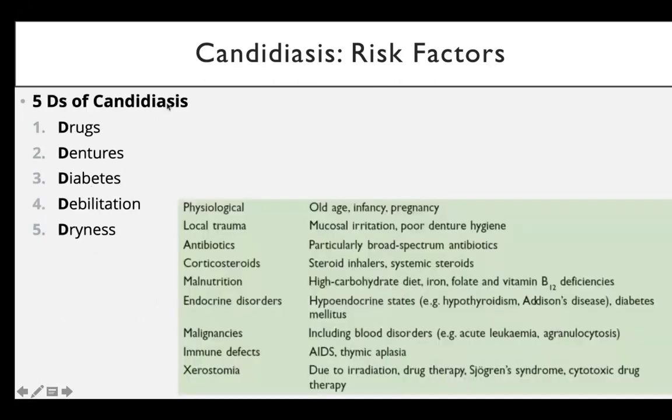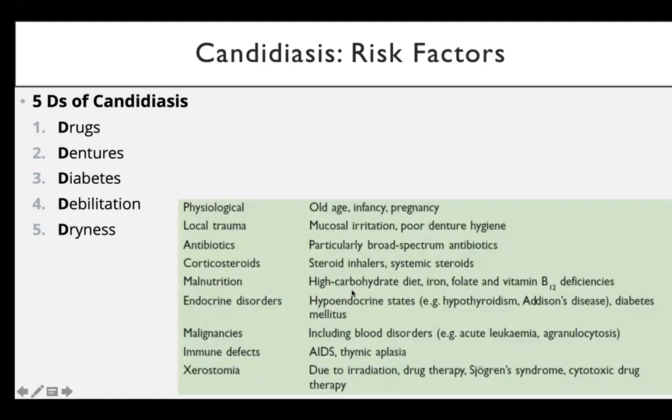So the 5 Ds of candidiasis you need to remember: drugs, broad spectrum antibiotics, dentures, prostheses, diabetes, immunocompromised state, debilitation, you are not moving from bed. Some patient got a fracture, he is not moving from bed, it is an unhealthy situation, and that can be a risk factor for candidiasis. And dryness of mouth, xerostomia. So these are some of the risk factors for this, and these are the details.